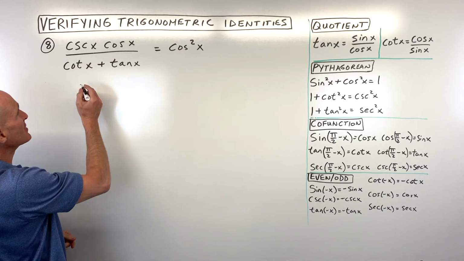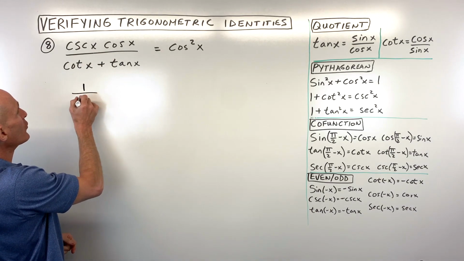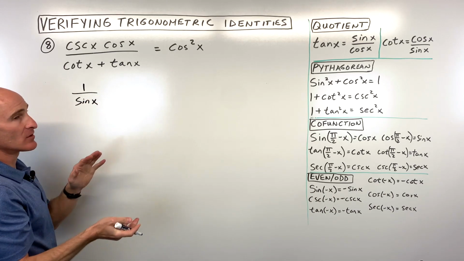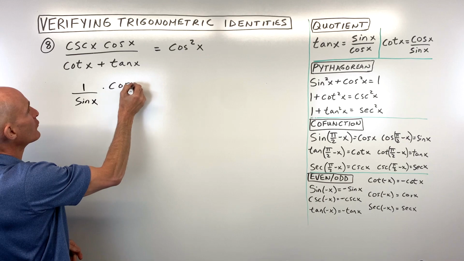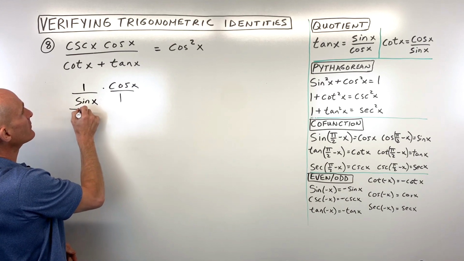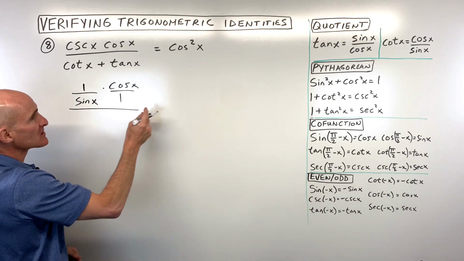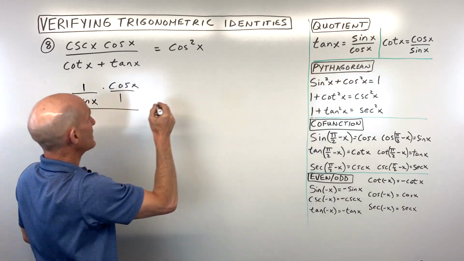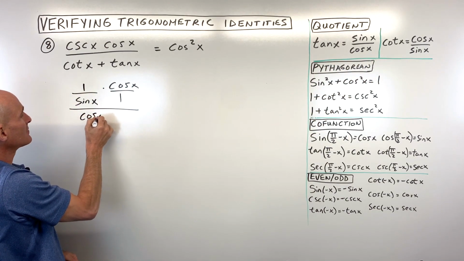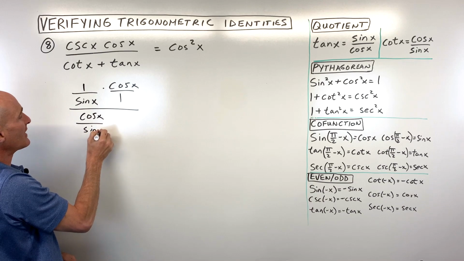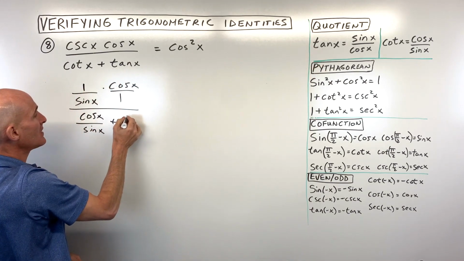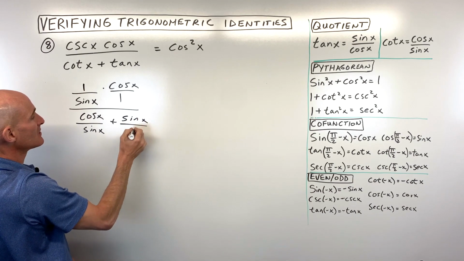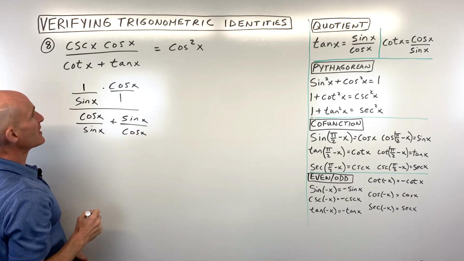So I've got cosecant of x, which is really like 1 over sine of x, because sine and cosecant are reciprocals. Cosine x is just cosine over 1, because anything divided by 1 is itself. Cotangent x from our quotient identities is cosine x over sine x. And tangent x from our quotient identity is sine x over cosine x.